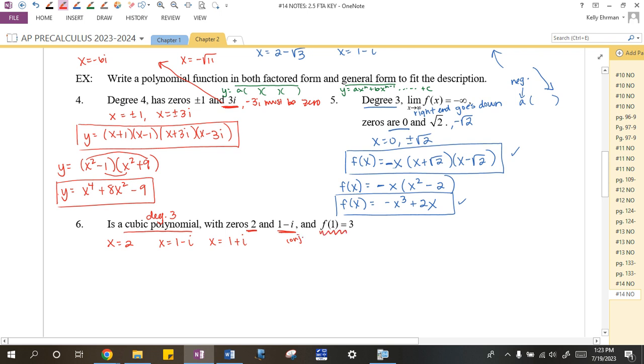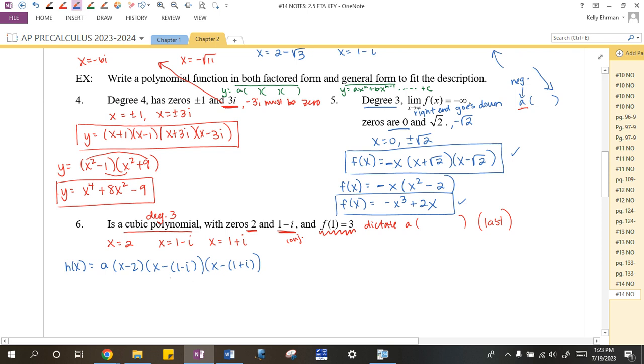We're told that f of 1 has to equal 3. So we're given an actual function value. This is going to dictate what coefficient goes out in front. And we have to do this last. All right, so let's start building the factored function first. I'm going to call this one h of x. H of x is some a value, I don't know what it is yet, times x minus 2 times x minus 1 minus i times x minus 1 plus i.